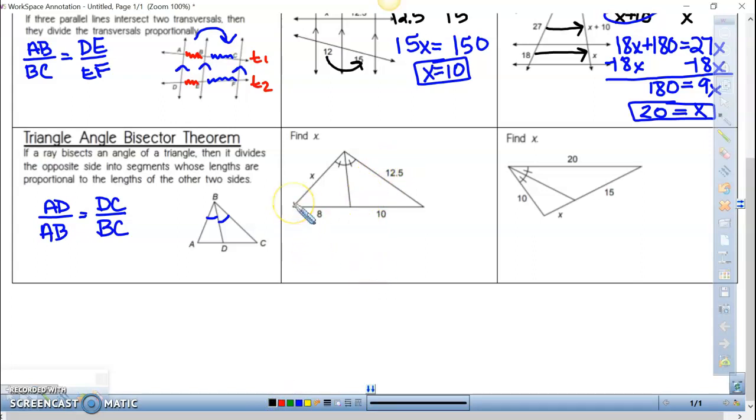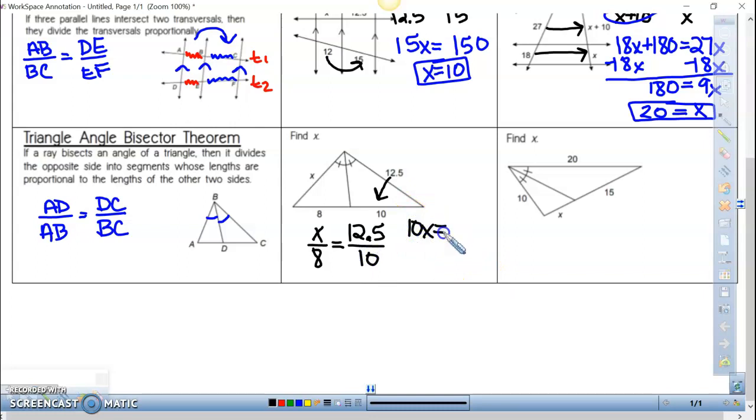Again, setup could be different. I'm going to go from adjacent side to opposite side. So then since I went from the adjacent to the opposite, I also have to do the same thing here and go adjacent to opposite. So this is the adjacent side to the opposite side.